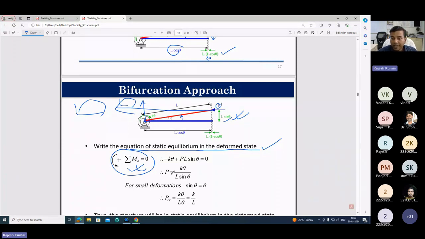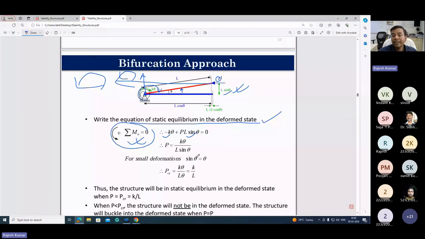Now, anti-clockwise is PL sin theta. But look at this, K into theta is a clockwise rotational spring moment. So minus K theta is clockwise, which is negative, and anti-clockwise PL sin theta, summing to zero. So P is equal to K theta divided by L sin theta. For small deformations, as I discussed, we give a small perturbation, which means very small deformations. So sin theta now becomes theta.